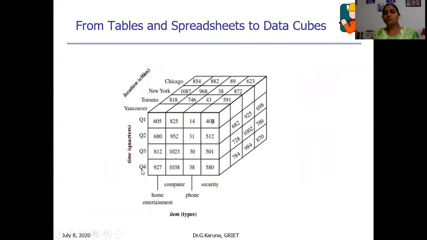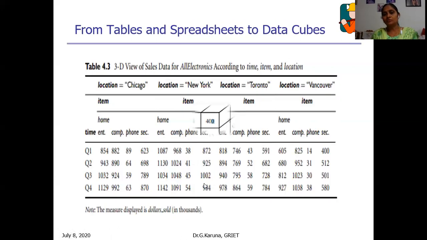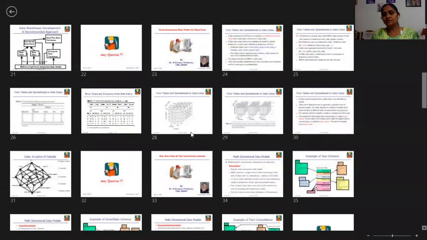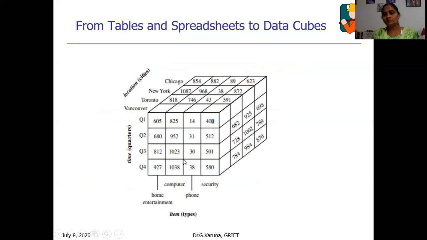The same 3D view we can also represent in a cube format. This is a cube format; the previous one was the spreadsheet or table format. Now gradually I'm moving to the cube format. See here, item is taken in this direction and time is taken here: Q1, Q2, Q3, Q4, and location is New York, Chicago, Toronto, and Vancouver. So the same table data I have represented here in the form of a cube.